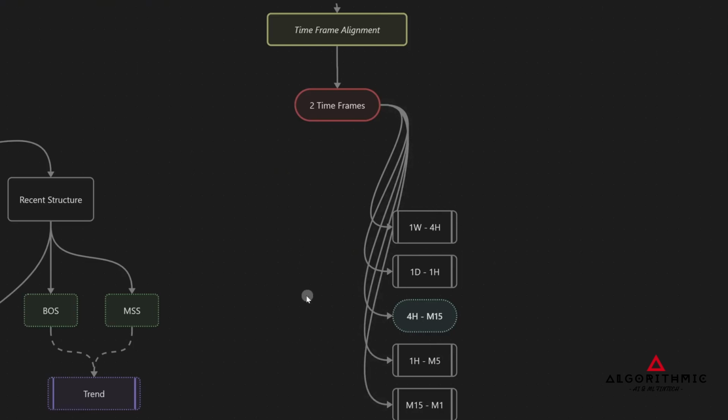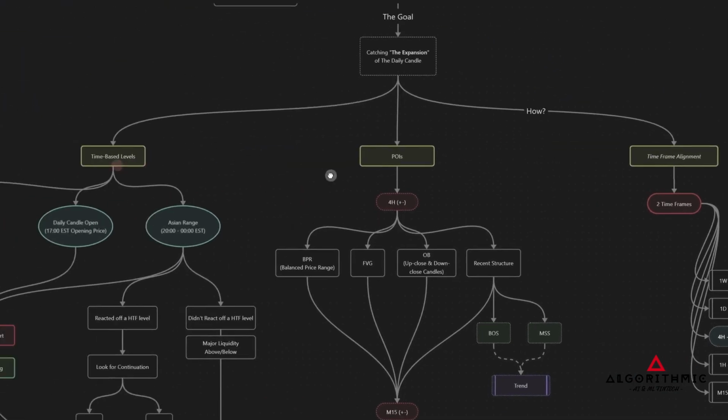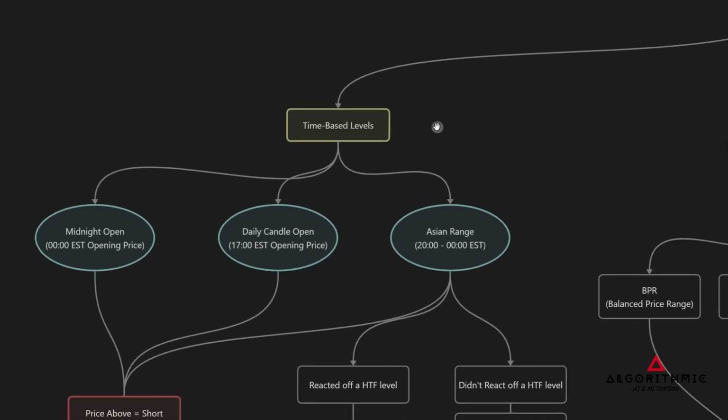The time frame alignment that I'll be picking for today's trading, for my trading plan and for my routine, is 4-hour and 15 minutes. So this is my time frame alignment, the two time frames I use. So what we're going to use first is the time-based levels.